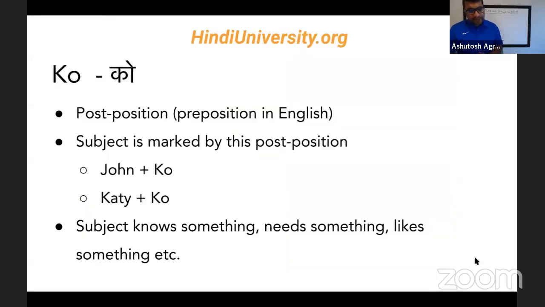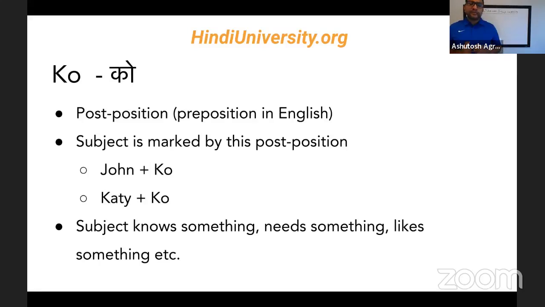Now, as I said, we'll be covering co. It's a very important postposition, and postpositions are similar to what you call prepositions in English, such as in Delhi, or in the theater. So in is coming before Delhi or theater, right? That's your preposition. When you talk about the same thing in Hindi, it comes after the noun, like Delhi mein and theater mein. That's why they are known as postpositions.